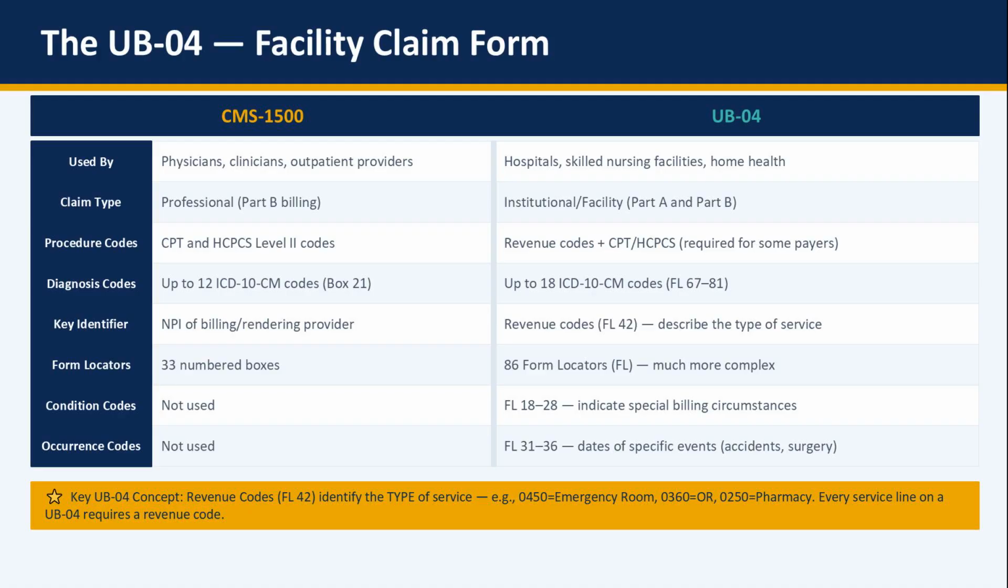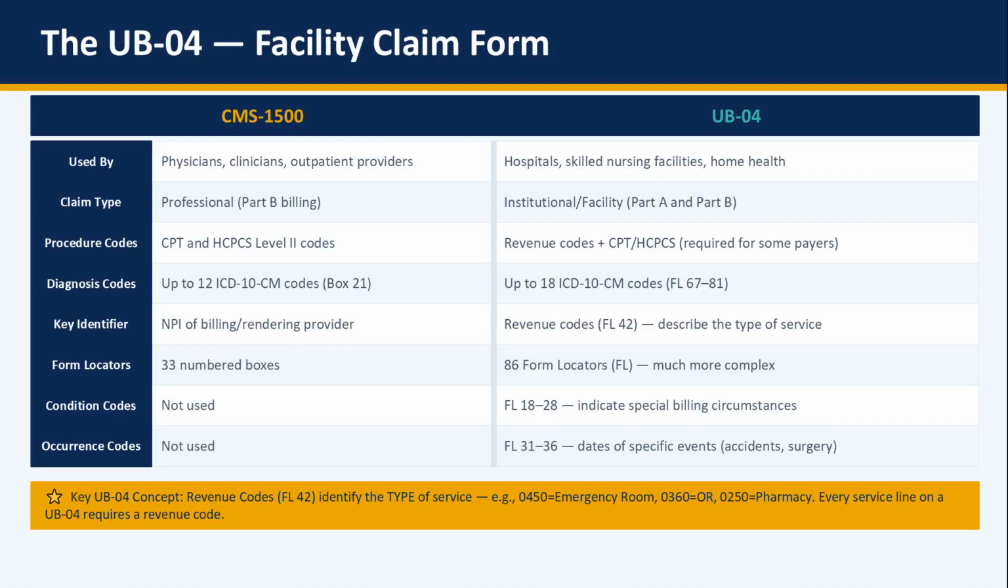Who uses it? CMS 1500 is for professional services: physicians, nurse practitioners, PAs, and outpatient providers. UB04 is for institutional services: hospitals, SNFs, home health. Procedure codes. Both forms use ICD-10-CM for diagnoses, but the procedure coding differs significantly. The CMS 1500 uses CPT and HCPCS codes as the primary procedure identifiers. The UB04 uses revenue codes, 4-digit codes that describe the type of service, combined with CPT or HCPCS codes where applicable.